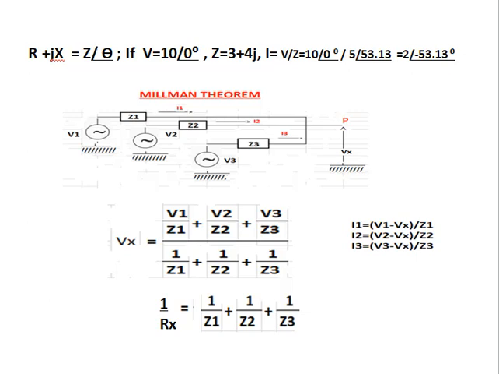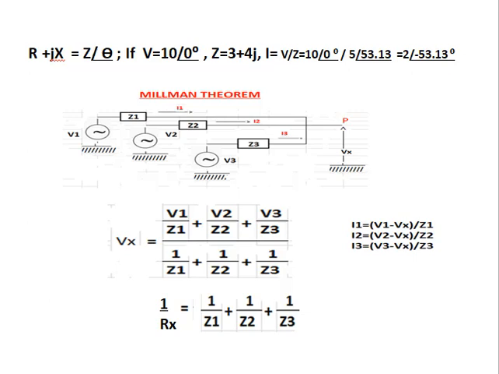Another is Millman theorem. Here you see 3 voltage sources are there. They are connected to the impedances Z1, Z2, Z3. The other side of the impedances are star connected and floating. The floating point is P. Vx is equal to V1 by Z1 plus V2 by Z2 plus V3 by Z3 whole divided by 1 by Z1 plus 1 by Z2 plus 1 by Z3. 1 by Rx is equal to 1 by Z1 plus 1 by Z2 plus 1 by Z3.